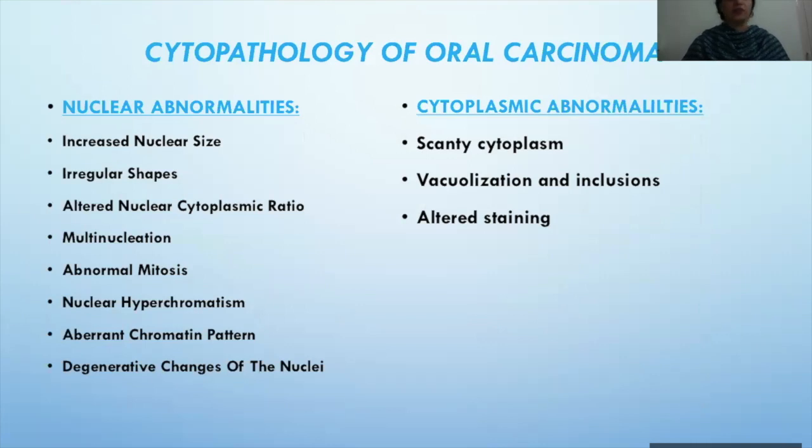There is multinucleation, abnormal mitosis, and aberrant chromatin patterns. And in cytoplasm, the cytoplasm can be scanty, obviously because the nucleus has overgrown and the ratio has been disturbed. And there can be vacuolization and inclusions and altered staining patterns also.